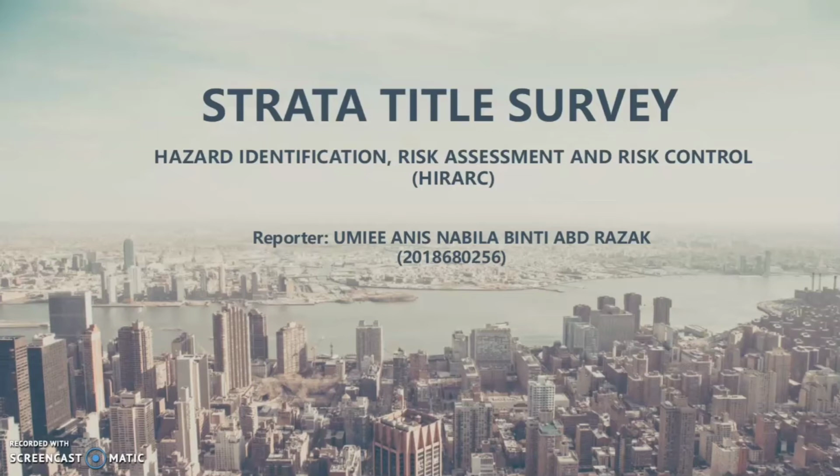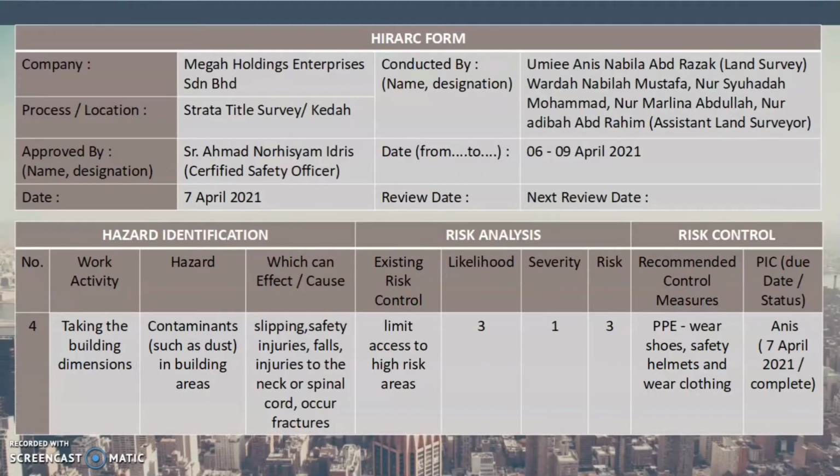I'm from AP 220C. So, we will continue the previous slide for the next work activity in the HIRARC form. For the fourth work activity, titled Strata Survey, taking building dimensions, we will take some dimensions of the building in each compartment or floor in the building.